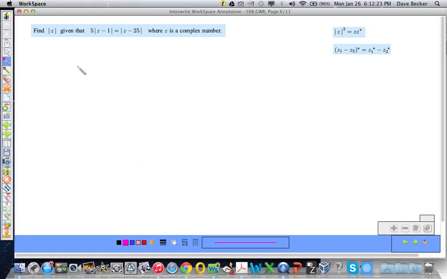So they want us to find mod z given this equation. So let's get to it, shall we? So if we square both sides, okay, I'm going to go ahead and square both sides.